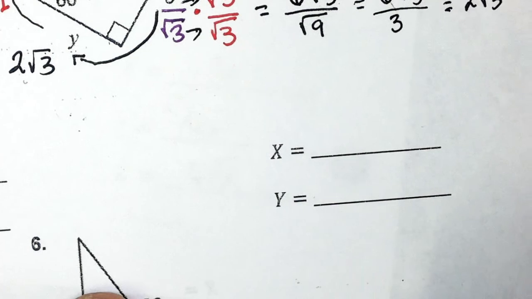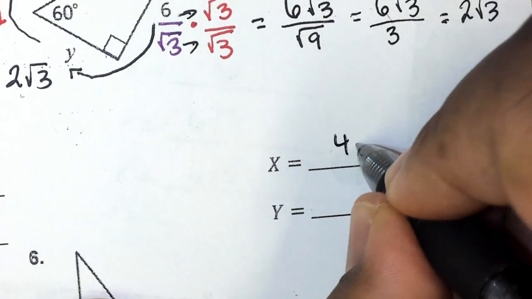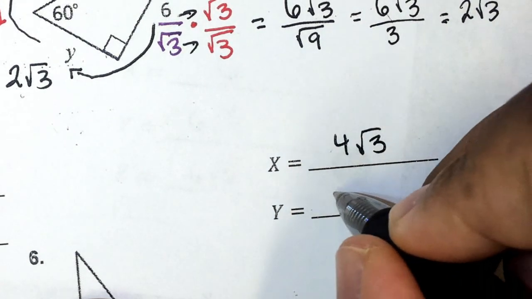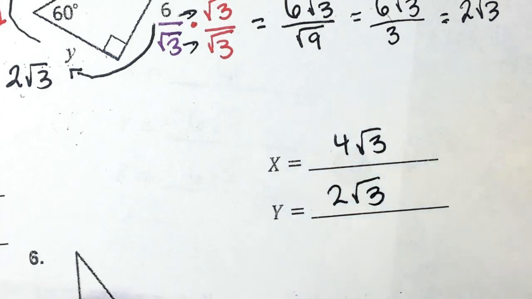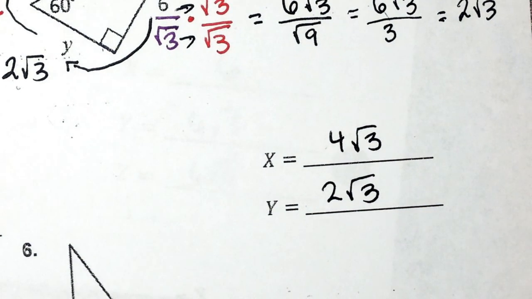Alright, so this makes you put the stuff in the right order. They asked for the X first, 4 square root 3, and then Y was 2 square root 3. Or radical 3, whichever way y'all want to name it. Alright. That should be good from there.